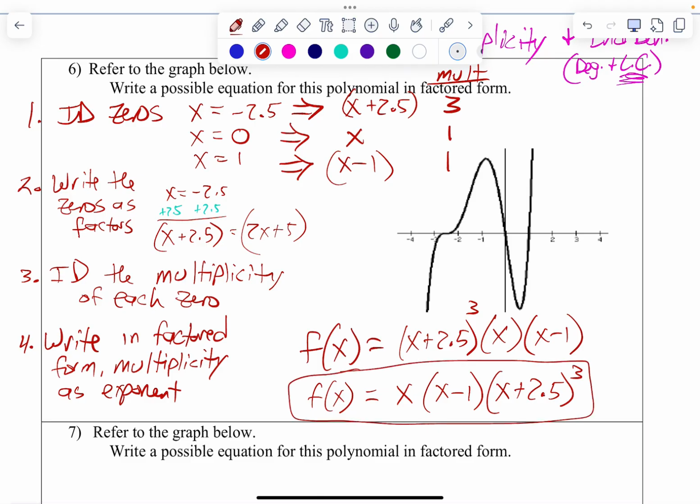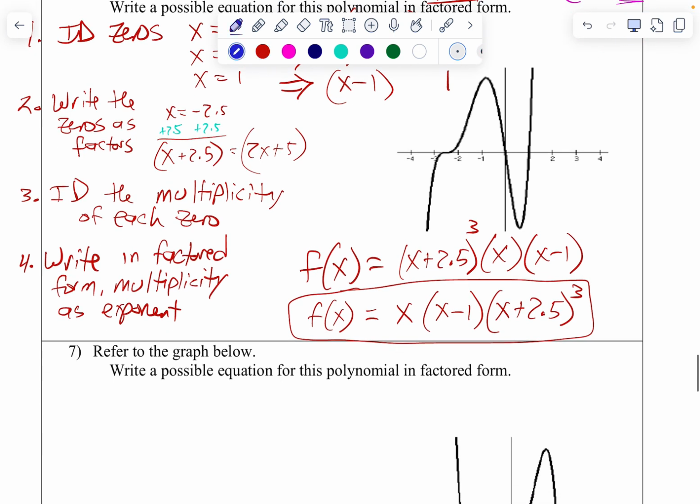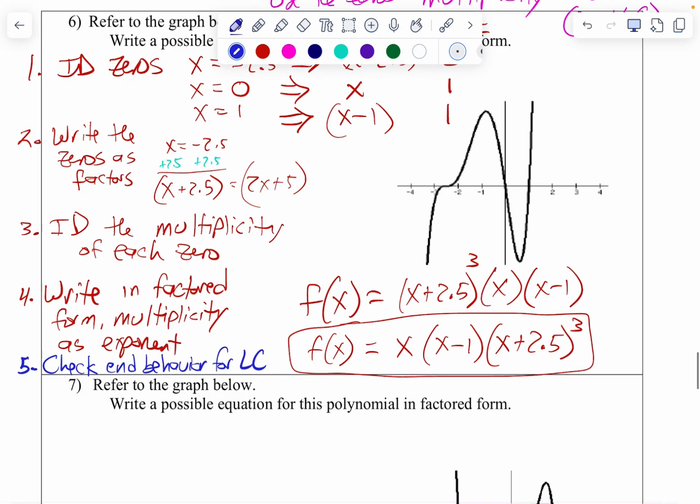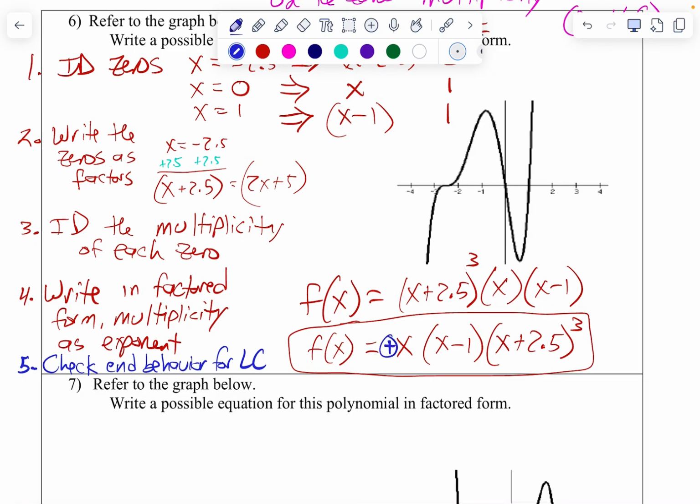How'd you do on that one? Now, we do have to address end behavior. So I'm going to put that as your final step. Check end behavior for LC. What does LC stand for? Lead coefficient. So right now we have a positive lead coefficient. Is that matching what our graph shows? Yeah, okay. So I'll put a plus there. It doesn't need to be written, but just to remind you.